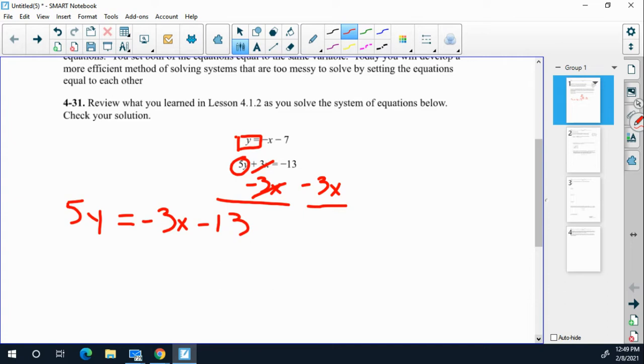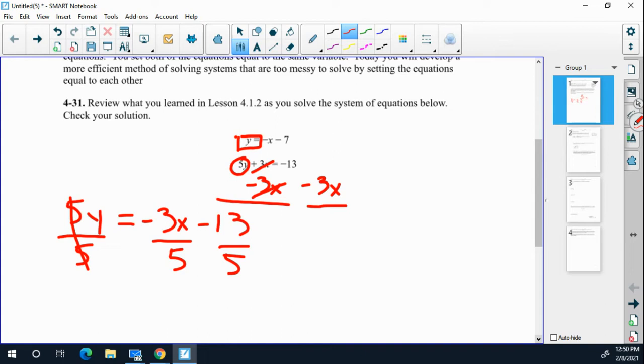So now we have to divide by 5 every term. And it's not pretty at all, because now we have to deal with fractions. Okay, and I would leave this like it is. I would not change it to an improper fraction, because you're going to have to change it back anyway. Okay? So now we need to set them equal to each other.